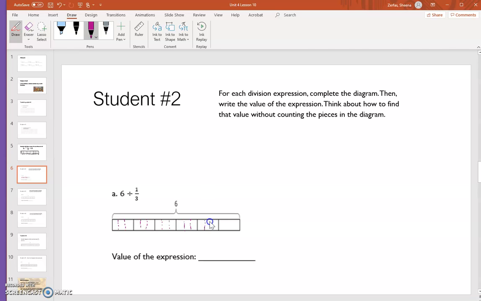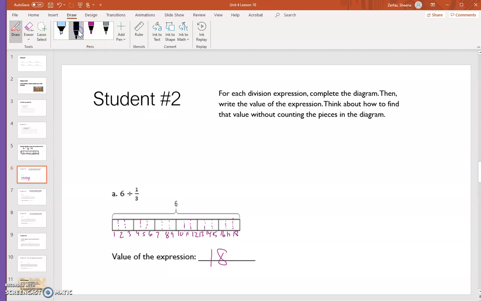Okay, again, not looking for you to draw the best, do the best you can. And so now that I have them in thirds, I am now just going to count how many 1/3s there are. So 1, 2, 3, 4, 5, 6, 7, 8, 9, 10, 11, 12. When you're doing this, you don't need to write out the numbers as I am. You can just count. So we find the value to be 18.